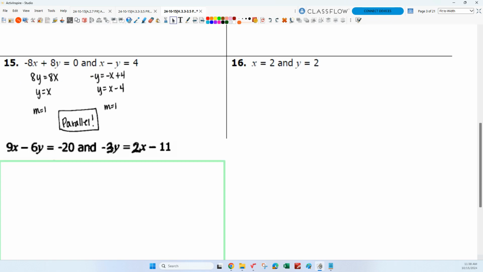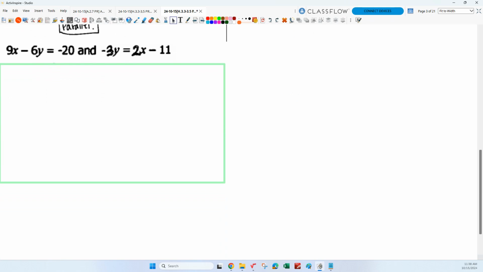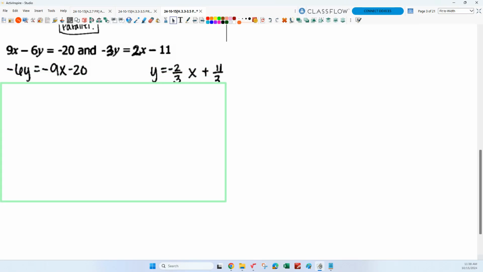Okay? How about this next one? I don't know what number it is, but first equation, what do I do just to isolate y? Subtract 9x, then what? Well, I'm just trying to get y by itself, so what would I do? Divide by -6. Okay, so now let's look at that math real quick.